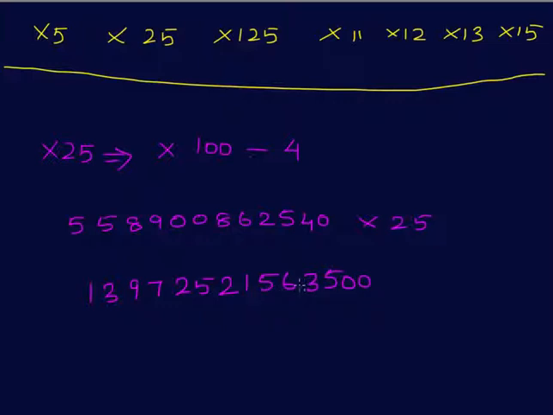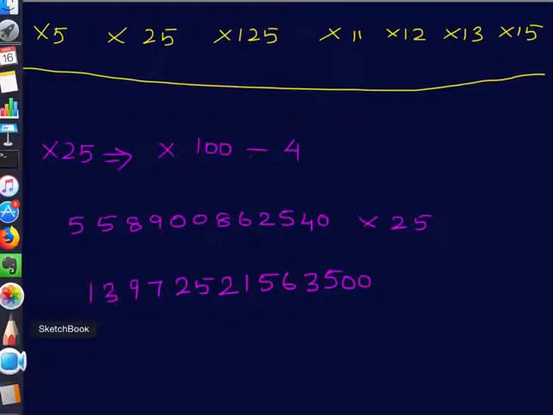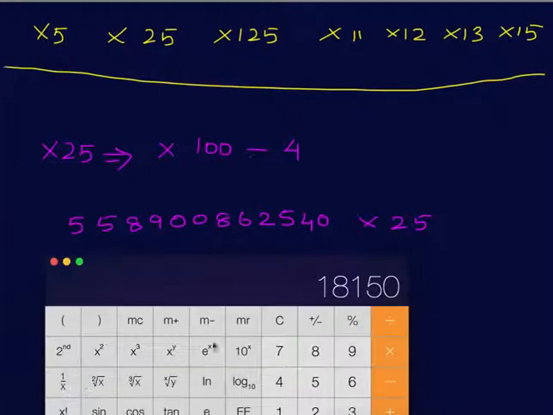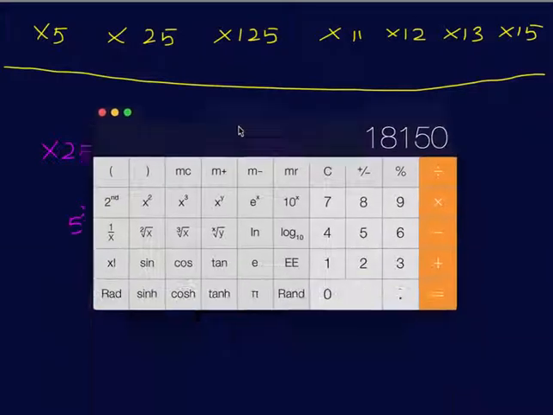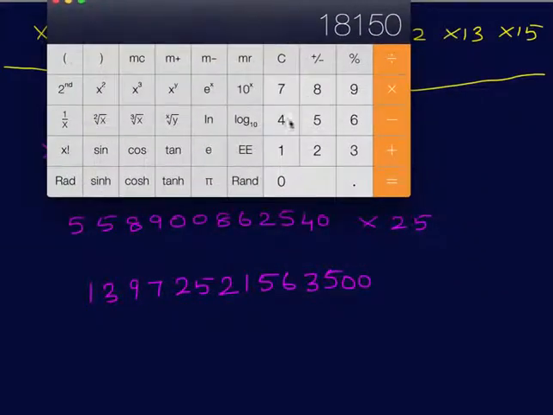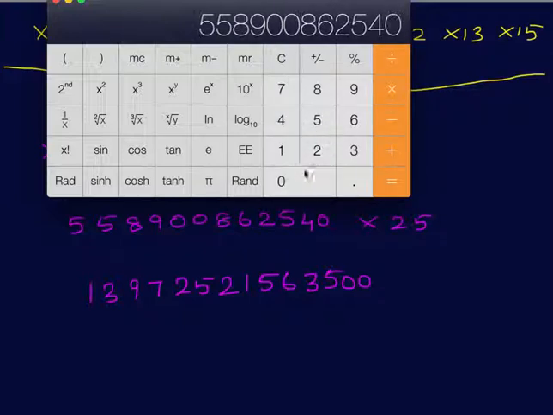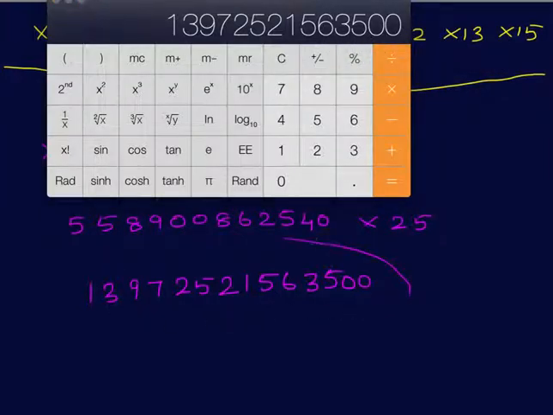I'm sorry, I was chasing something else. Okay, so let's calculate this one with our calculator, with a trusted calculator. Okay, so we have 558900862540. Multiplying this by 25, we get 13972521563500. That's the same number that we have here.